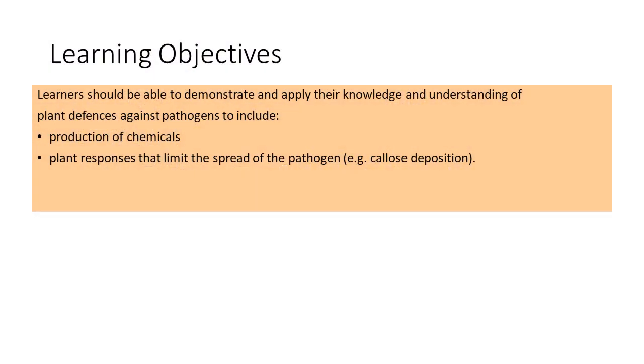Quick look at the learning objectives that we've got here. We will be looking at the way in which plants defend themselves against pathogens, the production of chemicals, and the ways in which the plants can limit the spread of the pathogen once the pathogen has got inside. So chemicals like callose, for example, which I'm sure you probably haven't heard of before.